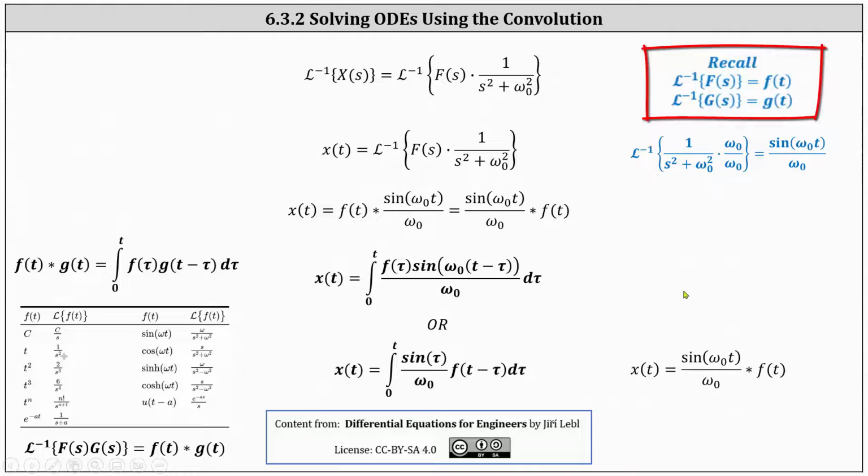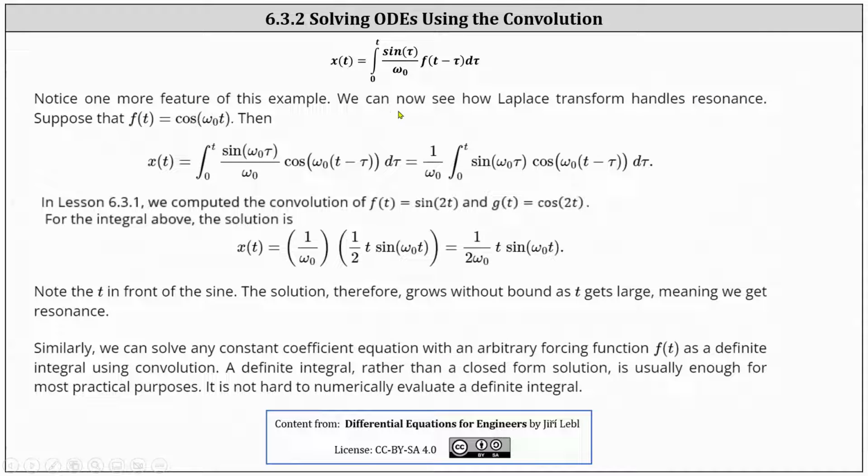There's one more thing to notice here about this example. We can now see how the Laplace transform handles resonance. Suppose that f of t equals cosine of omega sub 0 t. Then we have x of t equals the integral from 0 to t of sine of omega sub 0 tau divided by omega sub 0 times cosine of omega sub 0 times the difference of t and tau d tau. We can factor out the constant of 1 over omega sub 0 and write this as 1 over omega sub 0 times the integral from 0 to t of sine omega sub 0 tau times cosine of omega sub 0 times the difference of t and tau d tau.